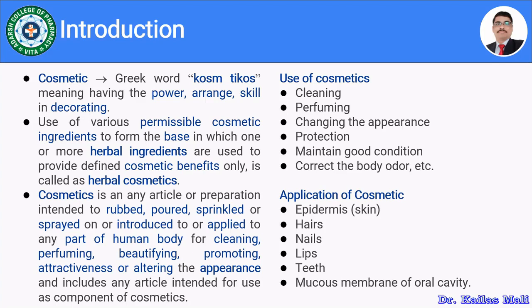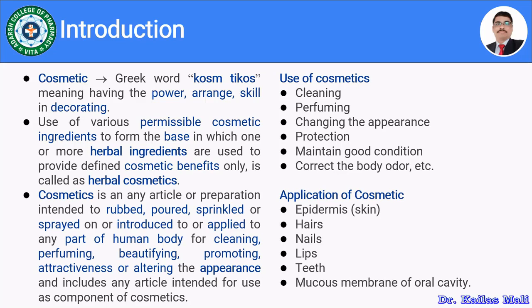Let us see the application of the cosmetic. In which area, in which organs, are we applying these cosmetics? The very first one, cosmetics are applied to the skin, mainly on the epidermis. Then they are applied to the hair, to the nails, to the lips, to the teeth, and to the mucous membrane of the oral cavity. So these are the applications of the cosmetic. Broadly, cosmetics are applied to the skin, hair, and the oral mucosa to maintain oral hygiene.